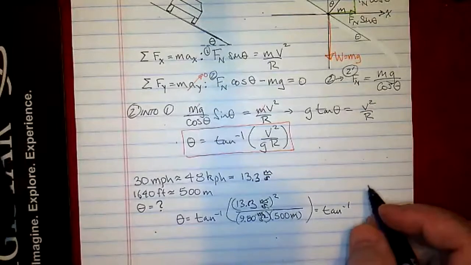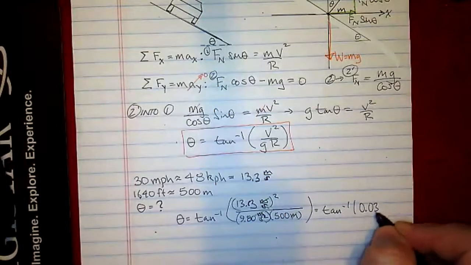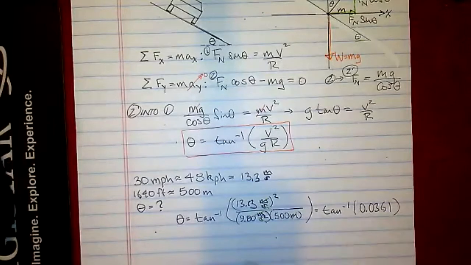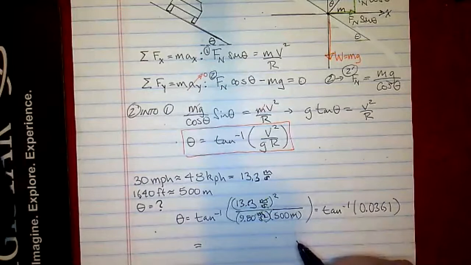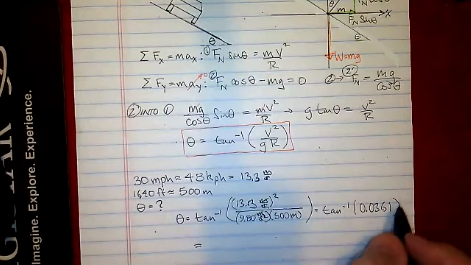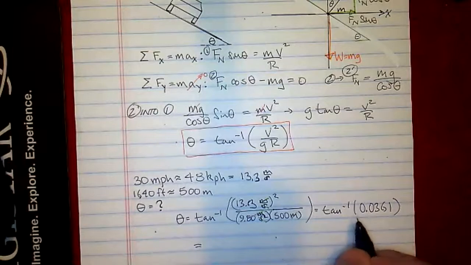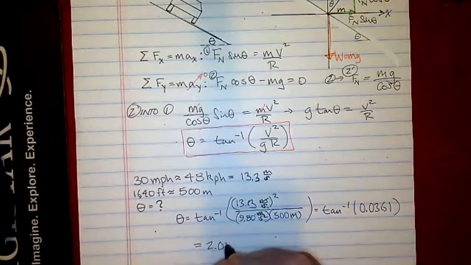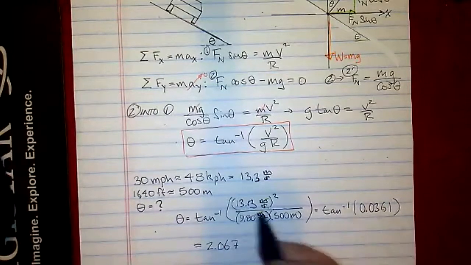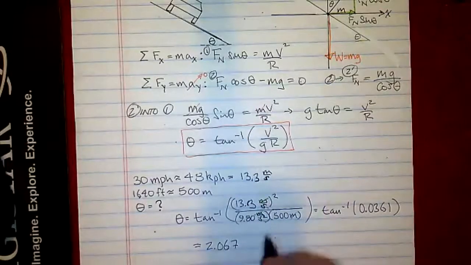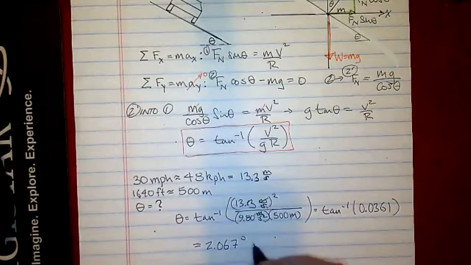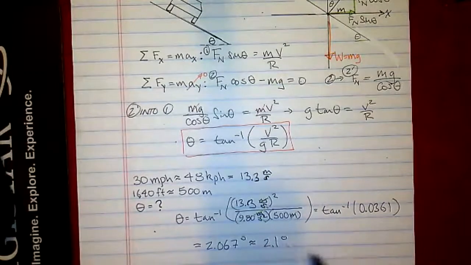of, plugging this all into my calculator, I got 0.0361 roughly. Now, remember, you got to make sure your calculator is in degree mode if you expect this answer to spit out degrees. But if you want it in radians, you're going to have to have it in radian mode for it to spit out radians. When I do this calculation, it turns out to be 2.067. I was using 3 sig figs, which in reality I should have been using 2 sig figs. So really, this is degrees, but it should really be called about 2.1 degrees.